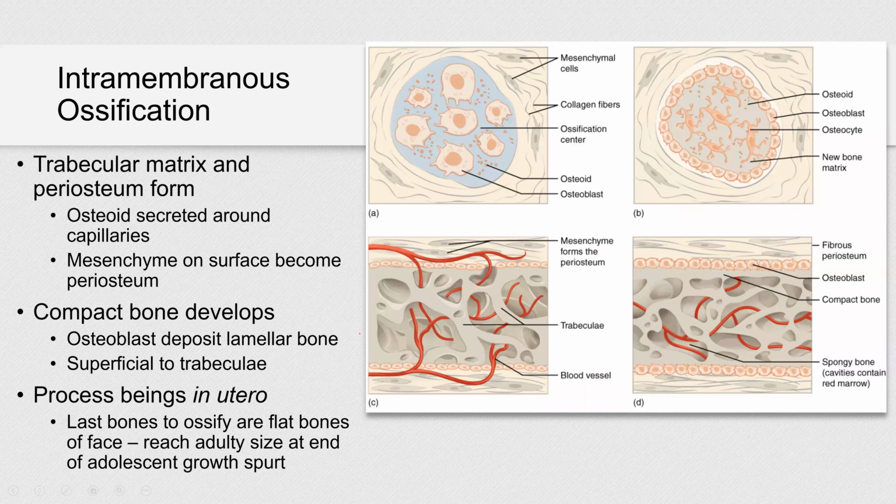Now, if you look at picture C, osteoid is now secreted around capillaries, forming this spongy bone. Here we still have our osteoblasts. So we have osteoid secreted around capillaries, making what we call spongy bone. Now, these osteoblasts on the periphery start depositing bone in a lamellar pattern. So they start making lamellae. They start producing compact bone.